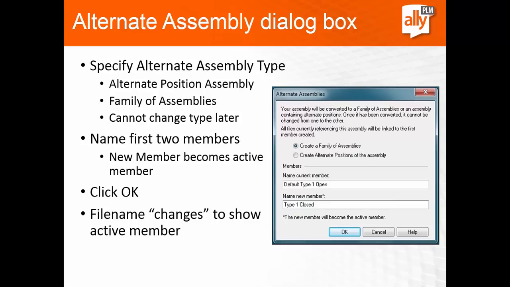Now, we're going to name our first two members. So in this case, we have an example of maybe type 1 open and type 1 closed. Whatever you have as the new member, when you click OK, that'll become your active member.